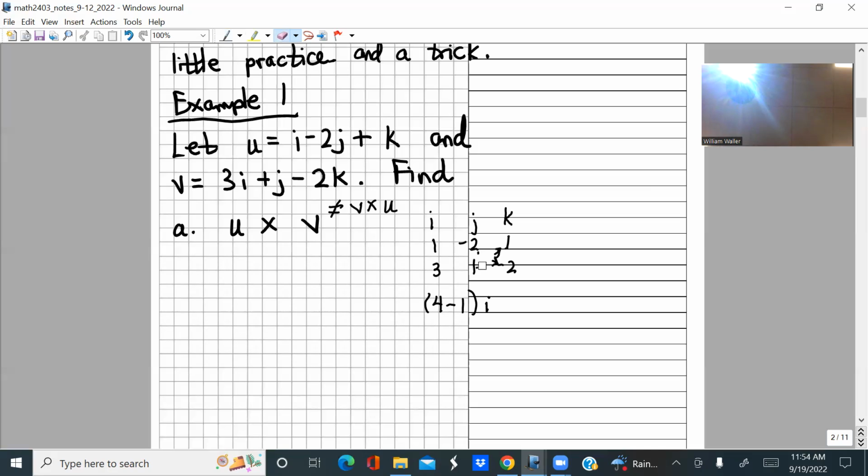Now you're going to repeat this process. Next, you block out the second column, mentally or by scratching it out on your paper, and you perform the cross product again. This column is gone, so you take 1 times 2 minus 1 times 3. 1 times 2 is 2, minus 3.